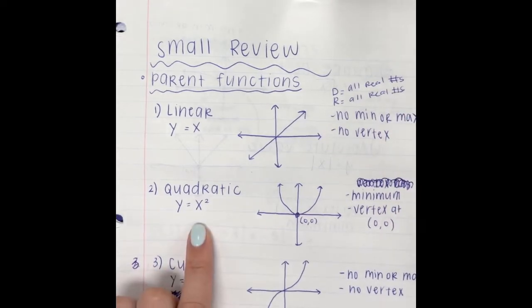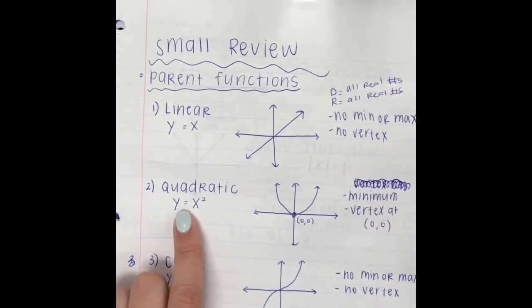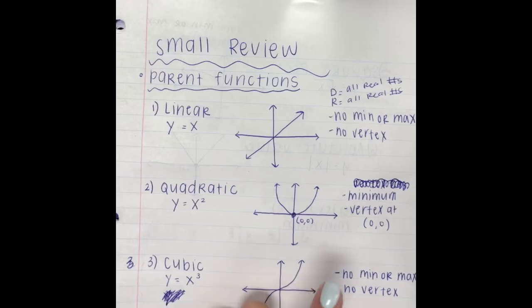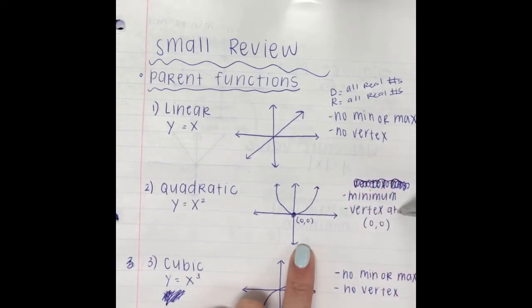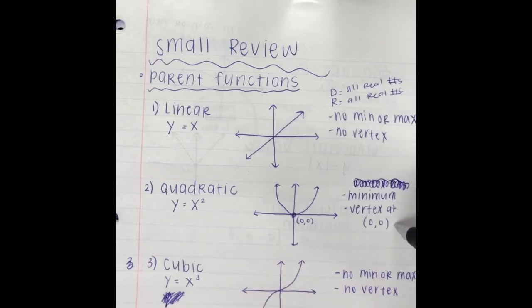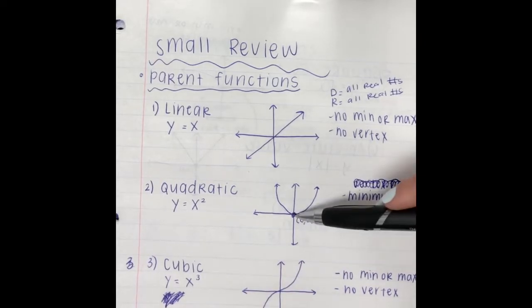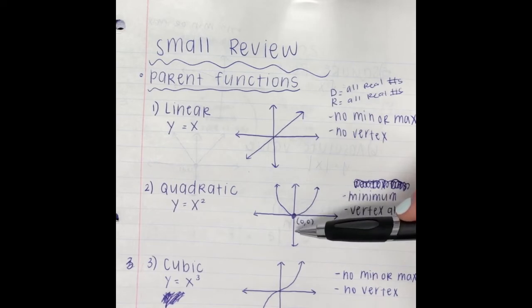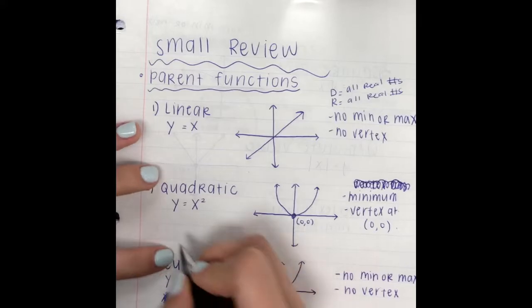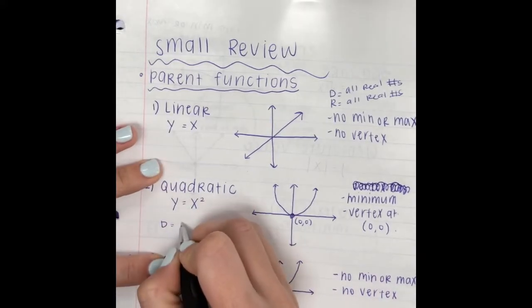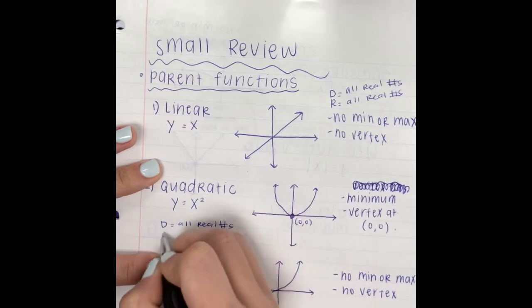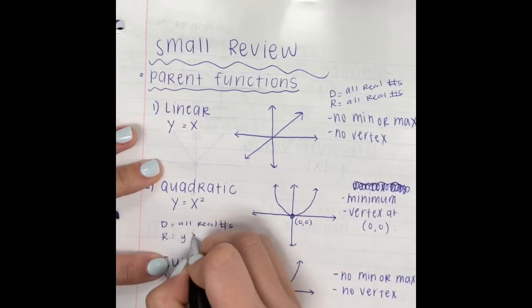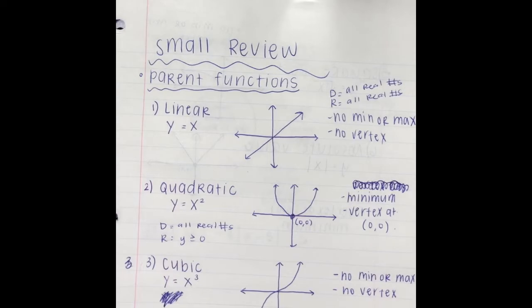We also have our quadratic parent function, which is the equation y equals x squared. It's that parabola, the U shape, okay? It does have a vertex, and its vertex crosses at the origin 0, 0, and the vertex is also a minimum because it's the lowest point, right? And then this one would have a domain that is all real numbers, and then the range is any y value greater than or equal to 0, okay?